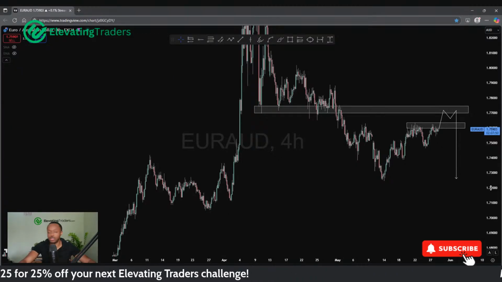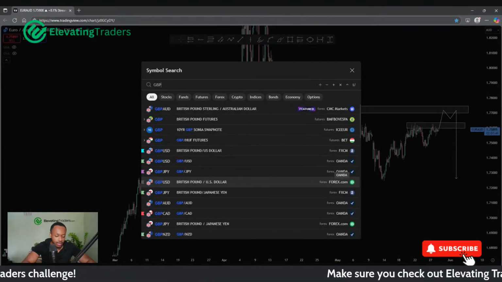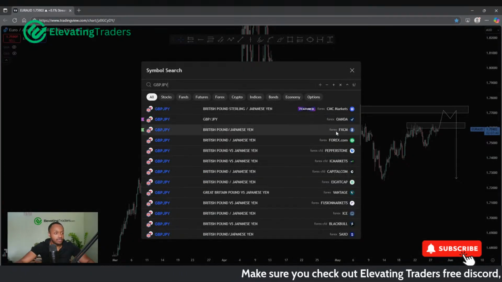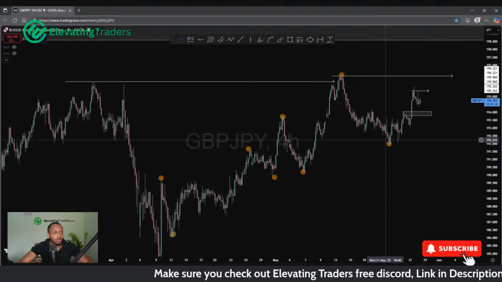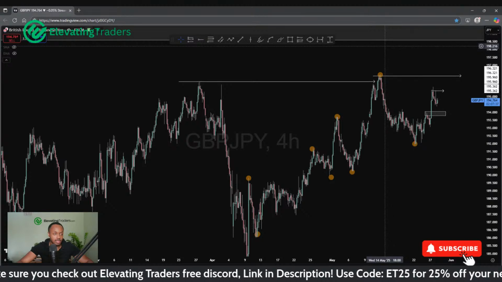Any bias on GJ this week? Yeah, pretty bullish on GJ. I'm pretty bearish on the yen. So I do think yen can still weaken. I do think the yen still has room to the downside.